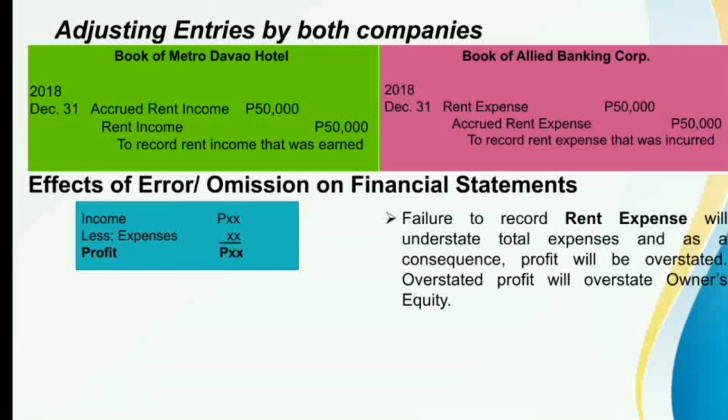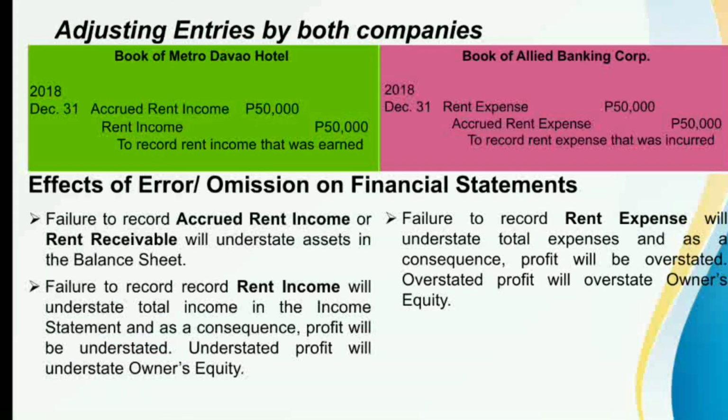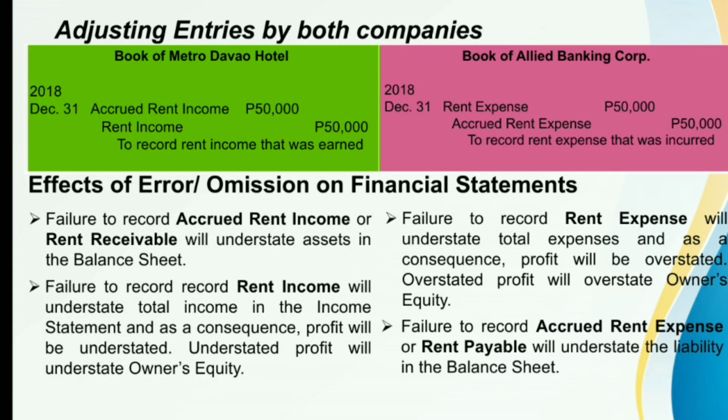And as I mentioned earlier, profit is one of the components of the owner's equity. So kung sobra yung profit or overstated yung profit, and then we're going to add it up in the owner's equity balance, therefore, yung owner's equity end is also overstated. And then for the balance sheet, kung hindi tayo gumawa na adjusting journal entry on December 31, 2018, hindi natin ma-recognize or ma-record ang accrued rent expense or rent payable. And as a result, kulang or understated yung liability sa balance sheet ni Allied Banking Corporation.